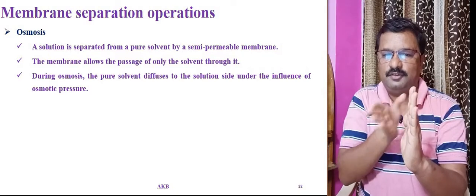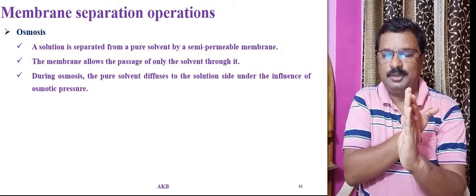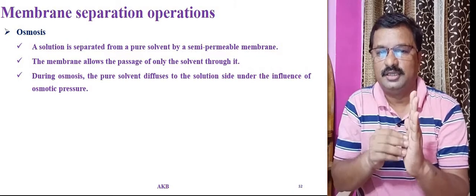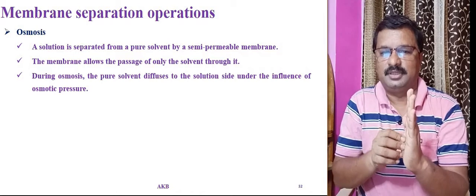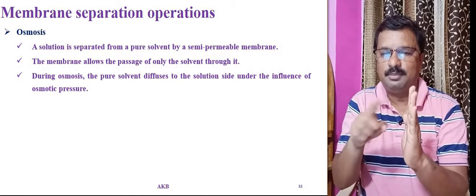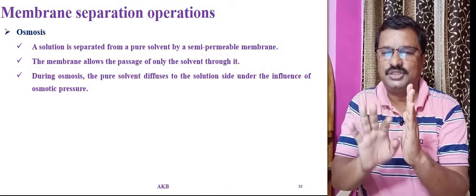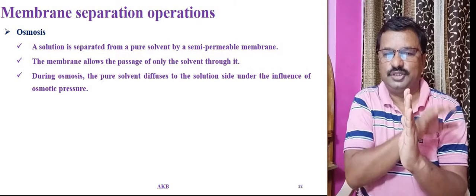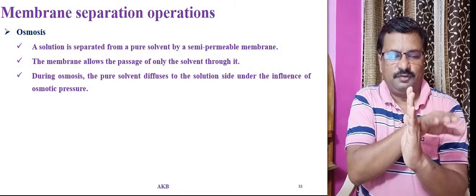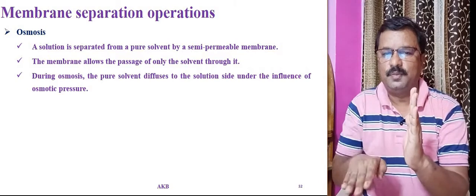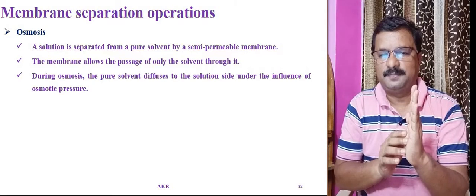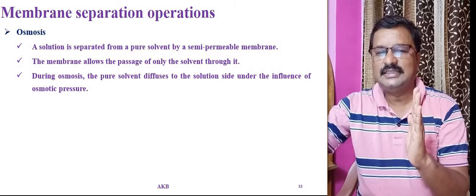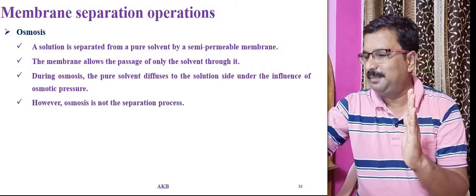So it will be diffusing through the semi-permeable membrane to the solution side under the influence of osmotic pressure. If you talk in terms of chemical potential, the chemical potential of pure solvent on the solution side is less as compared to the chemical potential on the pure solvent side. So it will be diffusing from the high chemical potential side to the low chemical potential side. Now with this kind of mechanism, osmosis as such cannot be used as a separation operation.